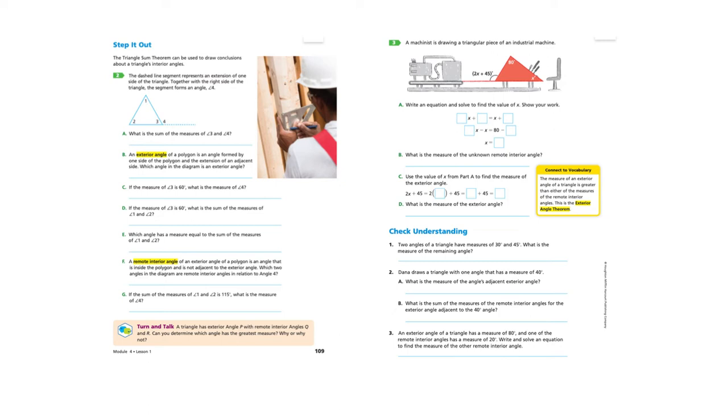would be called an exterior angle, and they show you that vocabulary word in B. So you can use your protractor there to measure angle 3 and angle 4 and then add those together. And then B says an exterior angle of a polygon is an angle formed by one side of the polygon and an extension of an adjacent side. So here's the side of this polygon, and then here's the extension. This dotted line is the extension of this side here where you have angles 2 and 3.